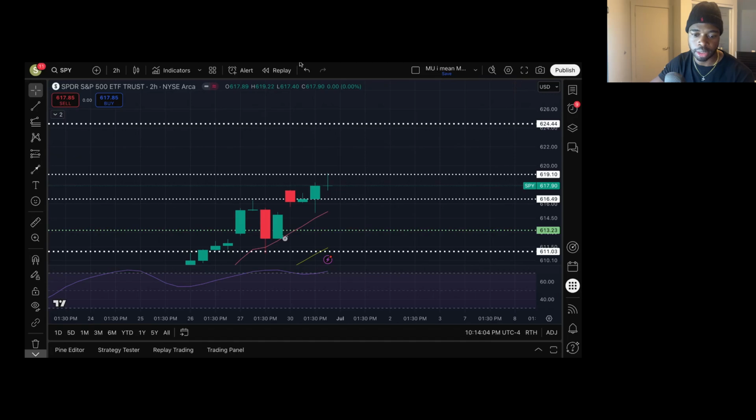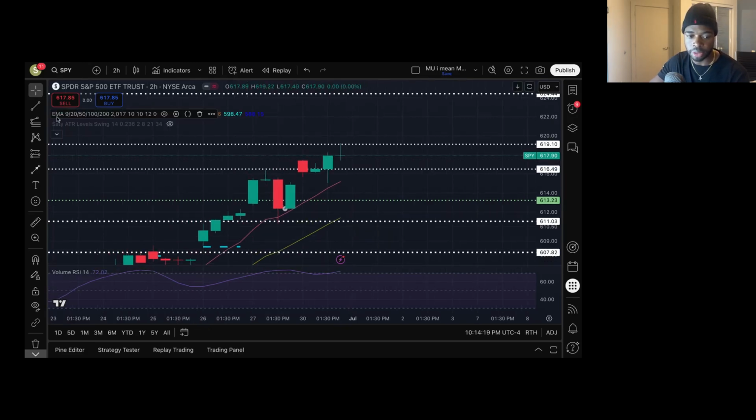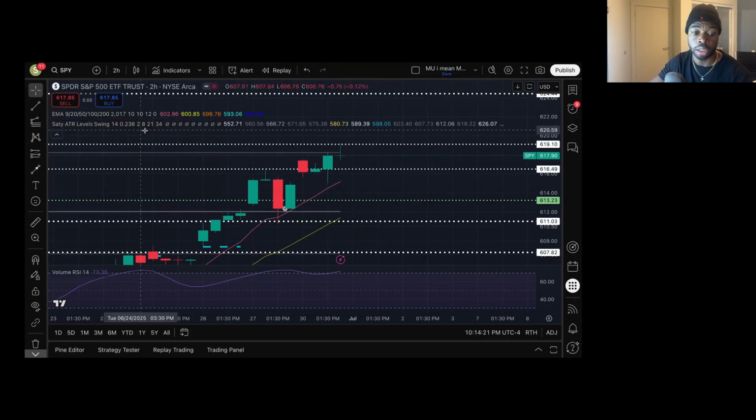What was the other question that he had mentioned? It said, show how to draw projections, retracements, and then what indicators are we using? All right, so what indicators am I using? This is actually another very good question. I talked about this in another video, so I'm not going to go into detail about how to use them. The three indicators that I use: EMAs, the 9, 20, 50, 100, 200, I created that one by myself. The Saudi ATR levels.